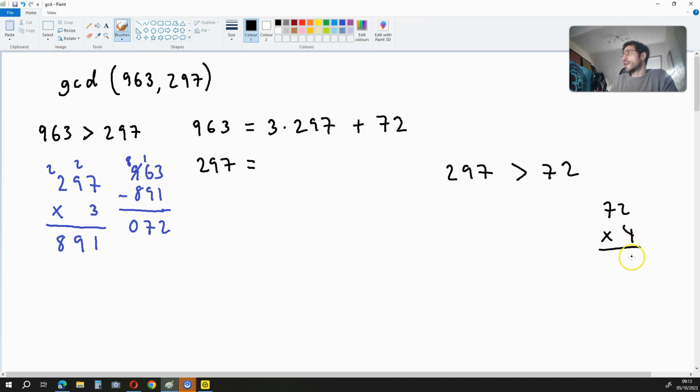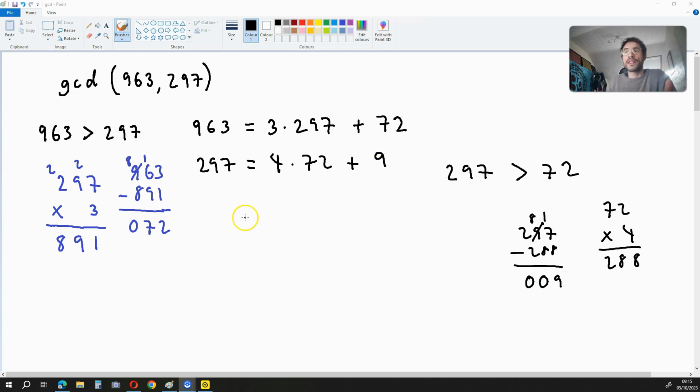That gives us 4 times 2, which is 8, and then 4 times 7, which is 28. So this is going to be 4 times 72 plus a remainder. But what's that remainder? Let's do 297 minus 288. We can borrow from this 9 over here. We have 17 minus 8, which is 9, 8 minus 8, which is 0, 2 minus 2, which is 0. So the remainder in this case is going to be equal to 9.